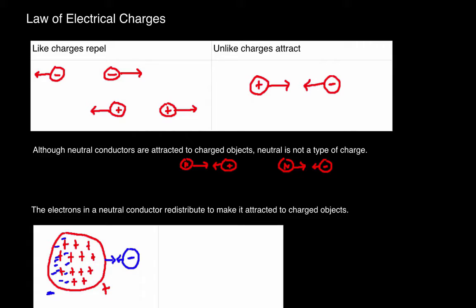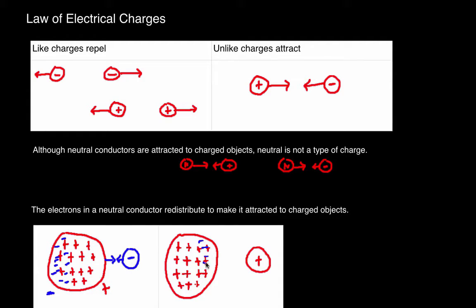Similarly, if you have a spherical conductor, and you bring a positively charged object near it, the electrons in the conductor will be so attracted to the positively charged object that they'll all move to be near it.